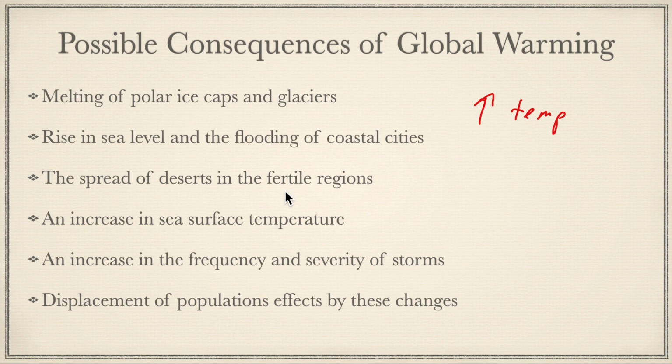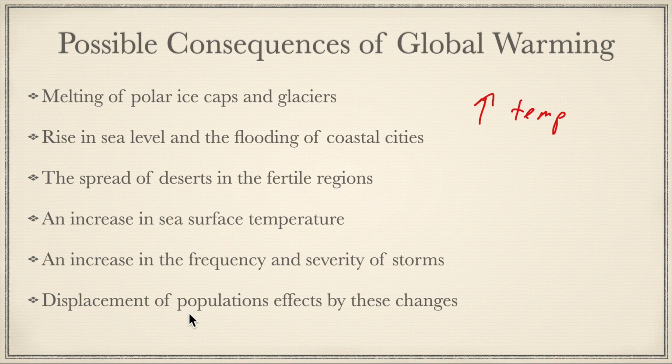Also, the spread of deserts into fertile regions due to droughts, usually, and then an increase in sea surface temperature, which again goes back to this whole idea of adding to sea level rise because the oceans are expanding, the water is expanding. And an increase in the frequency and severity of storms, which we're kind of seeing now in the recent hurricane season, and then some of our thunderstorms and things like that.